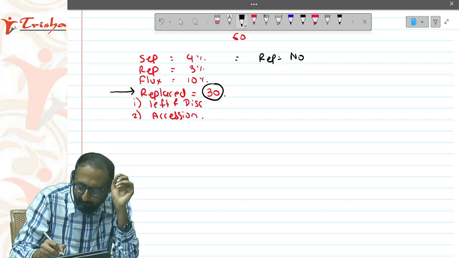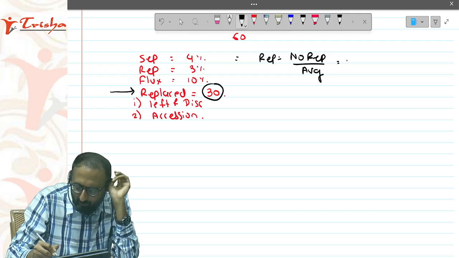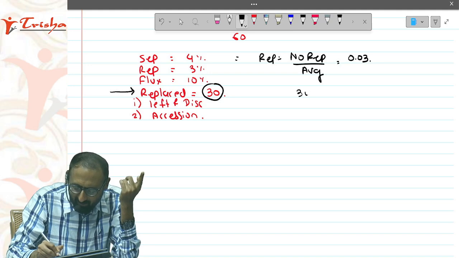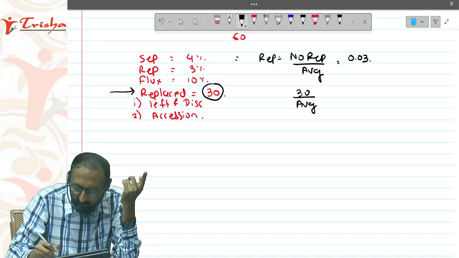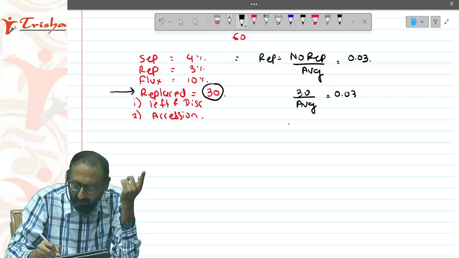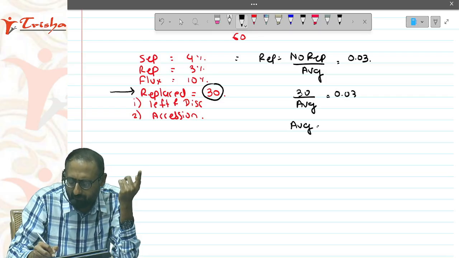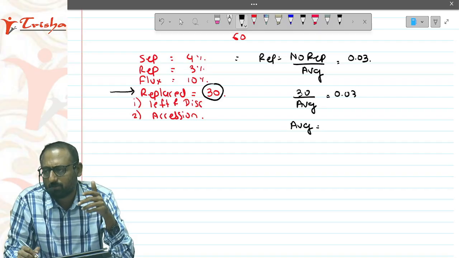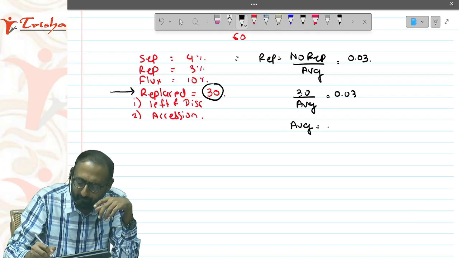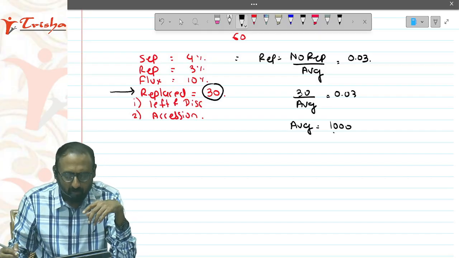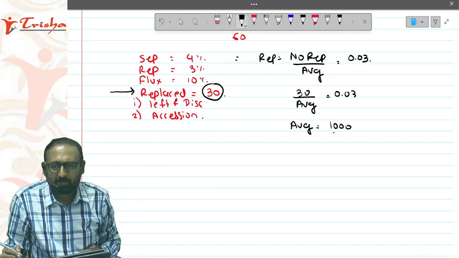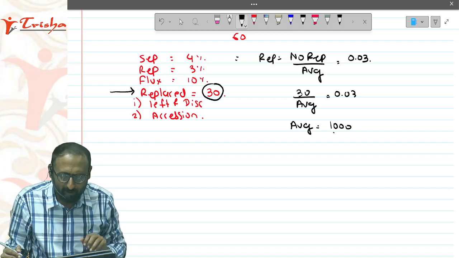Number of workers replaced divided by average number of workers is equal to 0.03. Number of workers replaced is 30, divided by average number of workers, is equal to 0.03. Kindly tell me how much you will get as the average number of workers. 30 divided by 0.03, is it 1000? Now, how to calculate accession? Can you please tell me which formula I will use to calculate that accession?